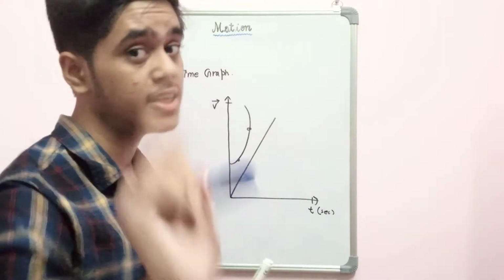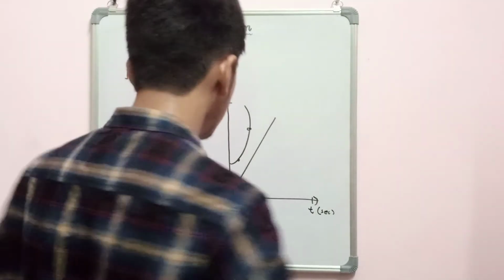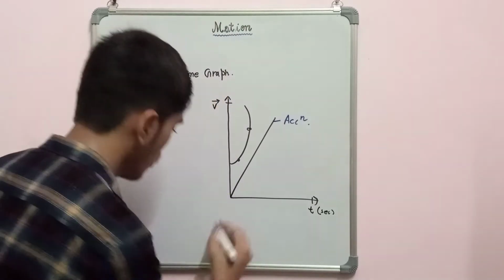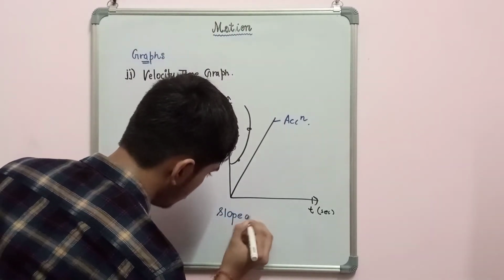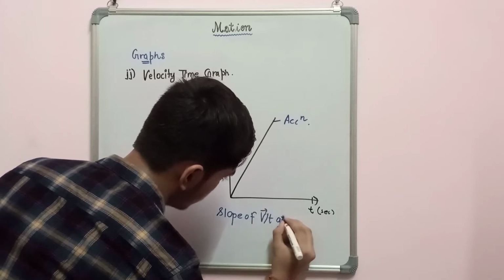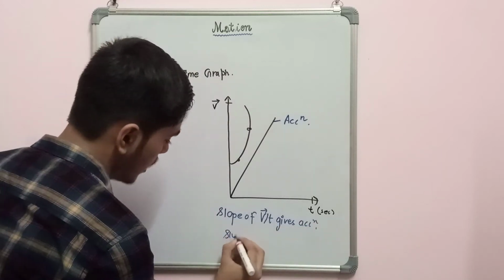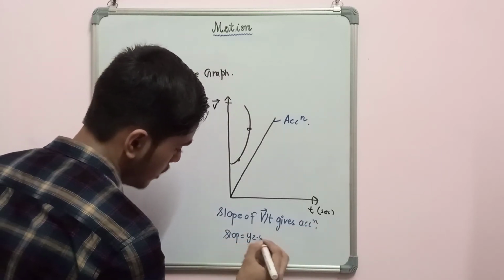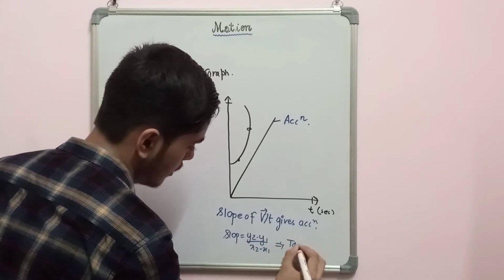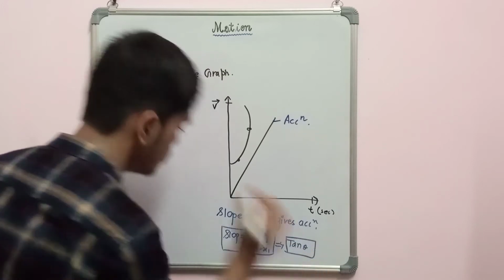Remember that change in velocity will give you acceleration. Here velocity is changing, so here it is acceleration. Note it down: the slope of a velocity time graph gives acceleration. And slope can be calculated by (y2 minus y1) upon (x2 minus x1), or directly by using tan theta. You can use both formulas depending upon the situation.